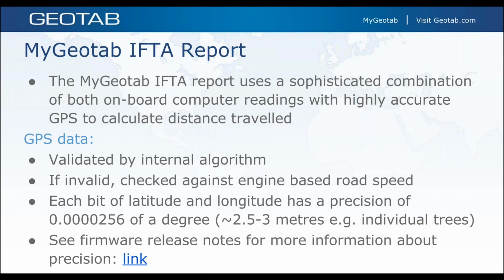Just a bit of technical information here. Each bit of latitude and longitude for the logs has a precision of 0.0000256 of a degree. That's just the way you state GPS accuracy in the field, but what that translates to is about 2.5 to 3 meters of accuracy. So you're getting individual trees, not huge trees, because this is contrasted with streets, which is the next lower level of accuracy. So it's a very high degree of accuracy.